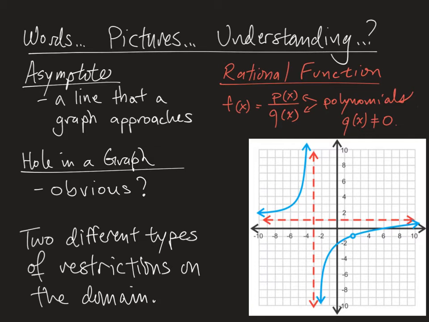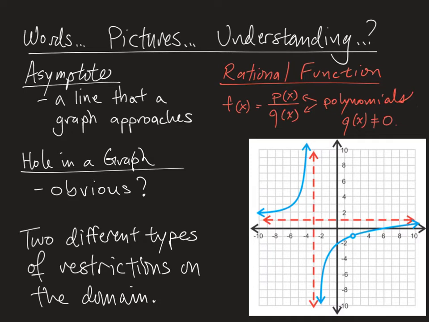What types of restrictions do we have? Well, we have two different types of restrictions on the domain. The first being an asymptote, and the second being a hole in the graph. So an asymptote is a line that a graph approaches.